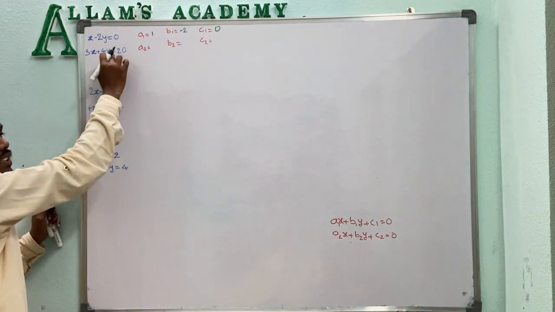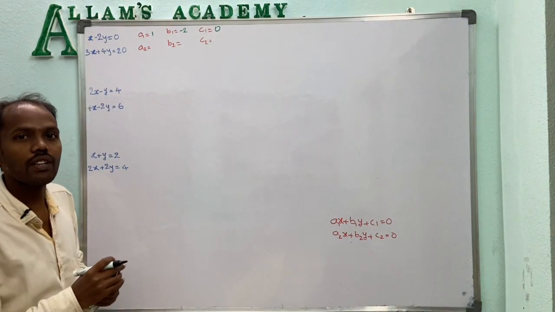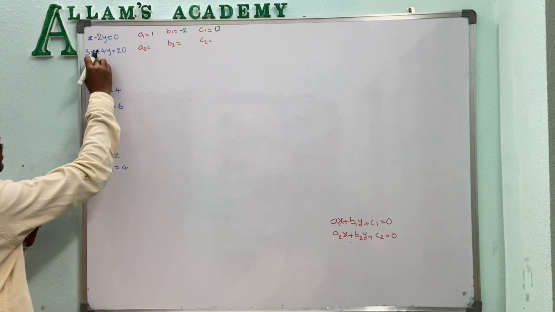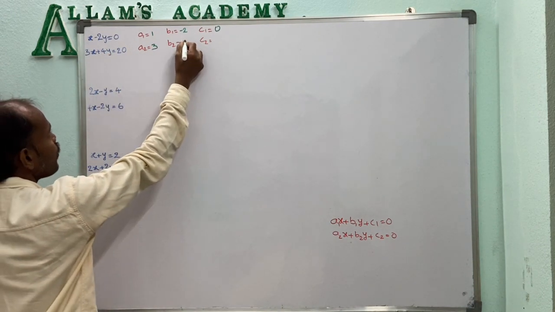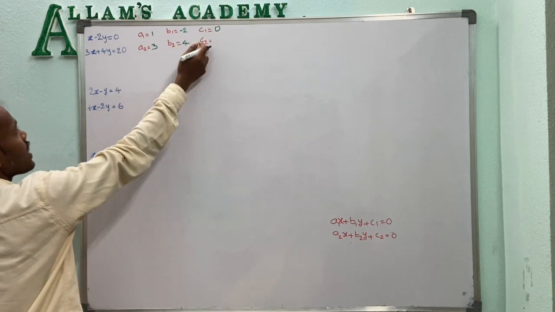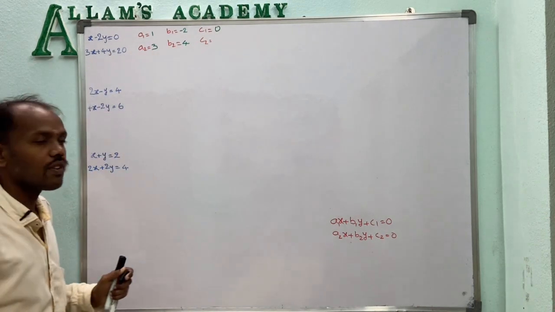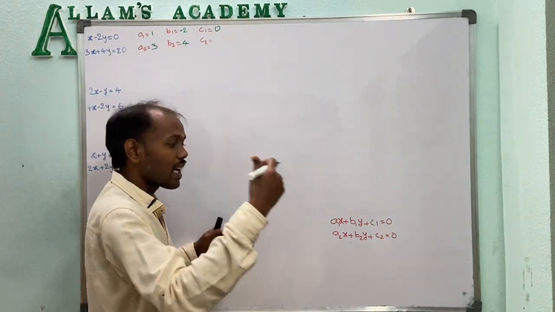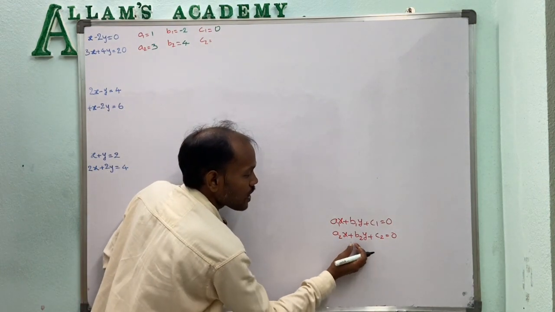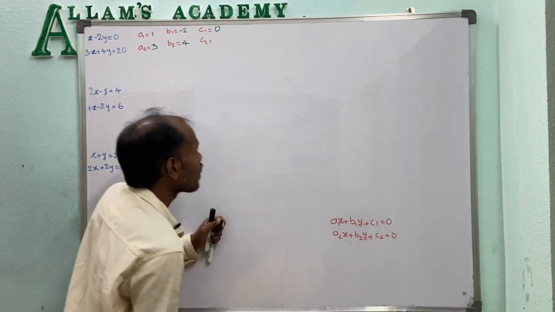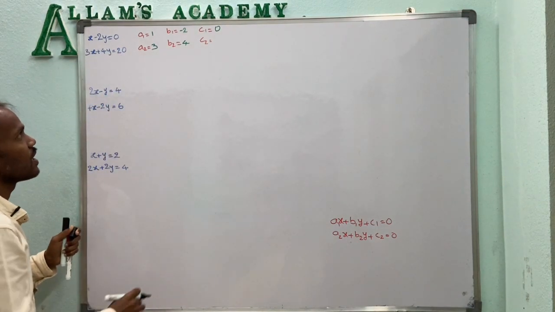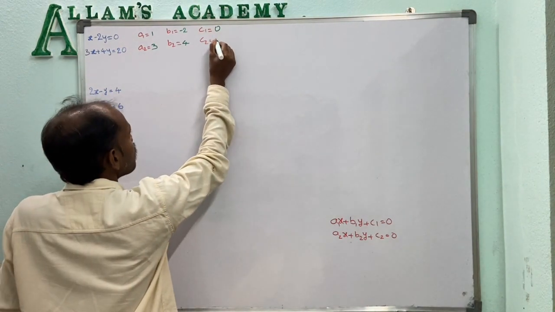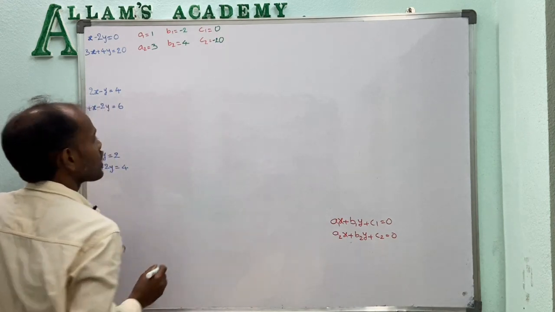Next, the second equation, 3x plus 4y equal to 20. In this, the x coefficient is 3 and the y coefficient is 4. Next, the constant term c2 is 20, but our general form is a2x plus b2y plus c2 equal to 0. That means this plus 20 is transferred to this side, minus 20. So c2 equal to minus 20.